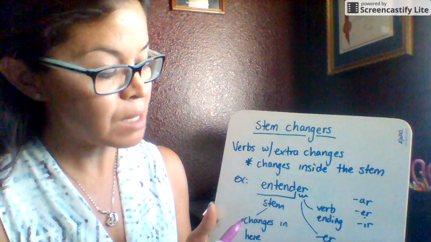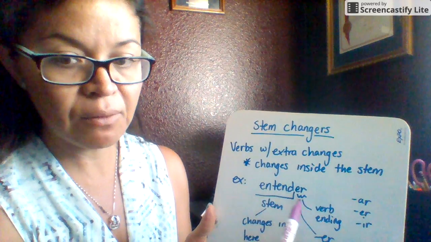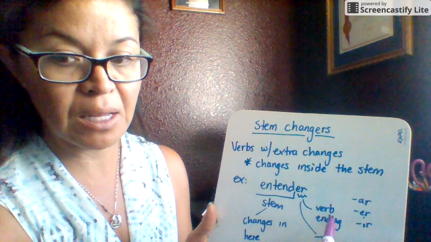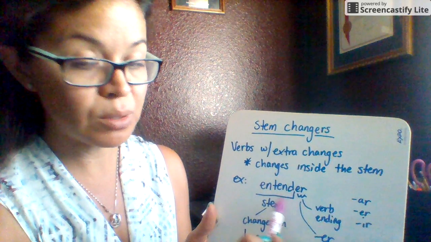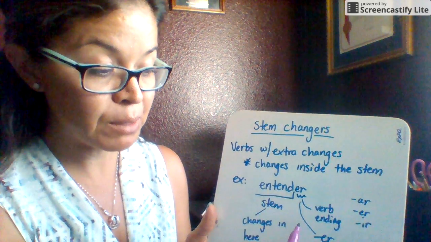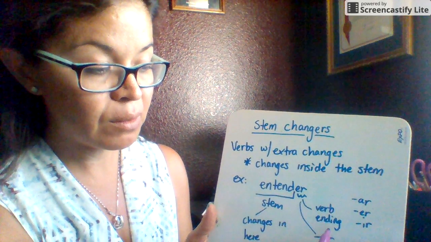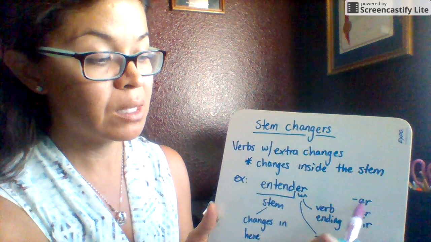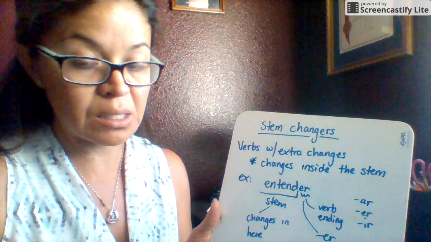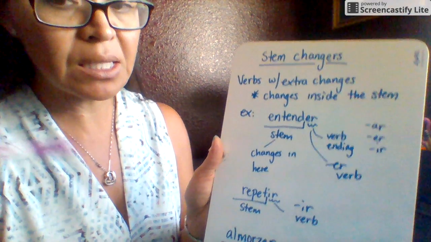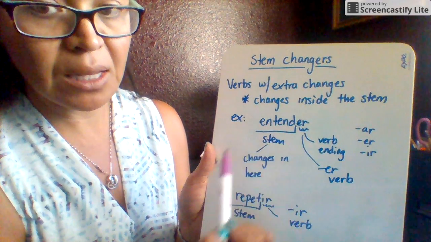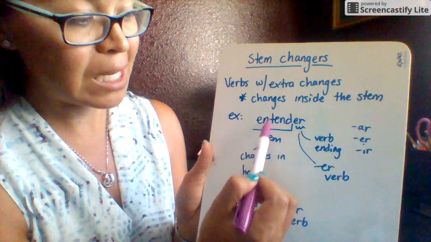If you don't know what the stem is, really quick, whenever I have a verb, I divide it into two parts, the stem and the verb ending. The stem of the verb is usually the beginning part of it, and it's what gives me meaning. The end part of the verb tells me that it's either going to be an AR, ER, or IR verb. These are the only types of verbs that exist. So when we're looking at these stem changers, there's going to be a change right in here inside the stem. So changes happen in here.